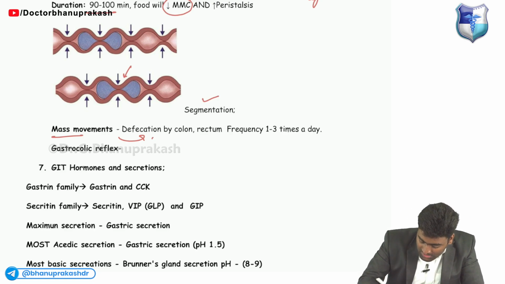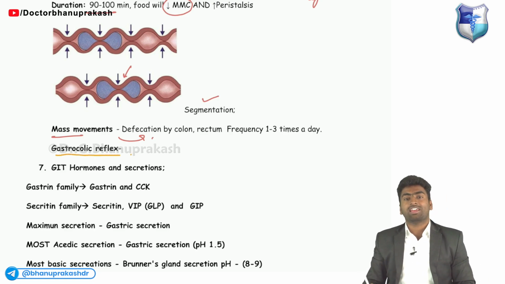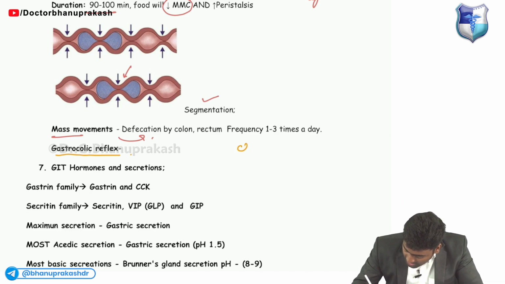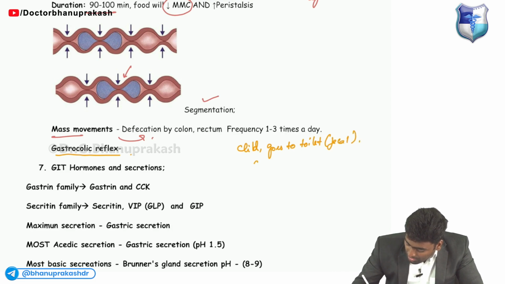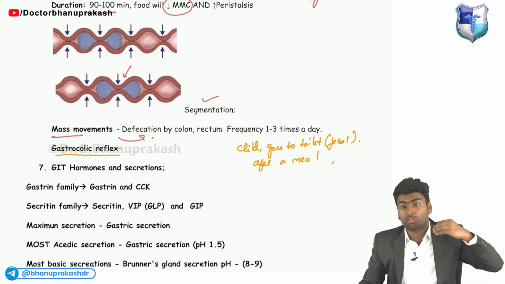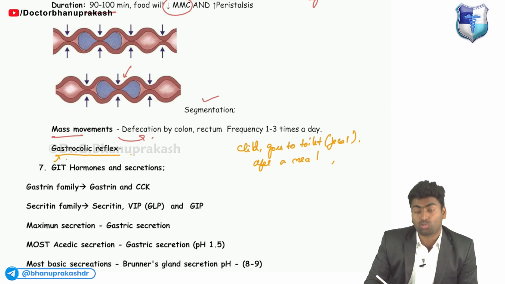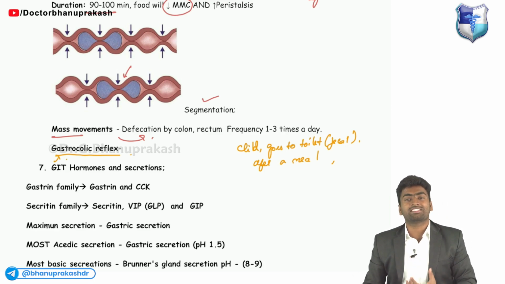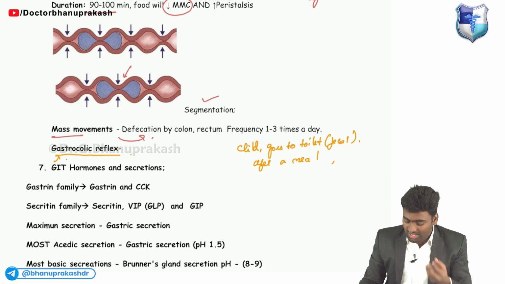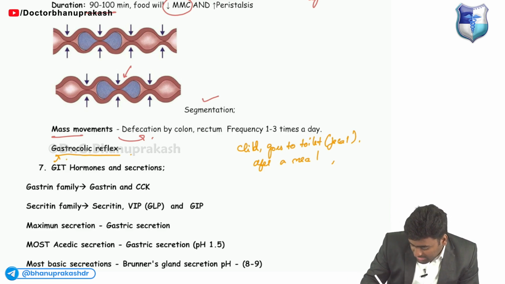Fine. And there is one more reflex, known as the gastrocolic reflex. In questions, they will ask about this reflex. A small child goes to the toilet, especially for feces, after a meal. You feed a child a meal and now the child needs to use the toilet. It is because of the gastrocolic reflex. Once food reaches the stomach, it causes relaxation of the sphincter. This is known as the gastrocolic reflex, and it is most commonly seen in children.